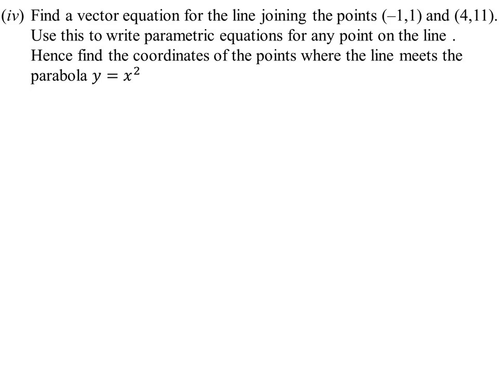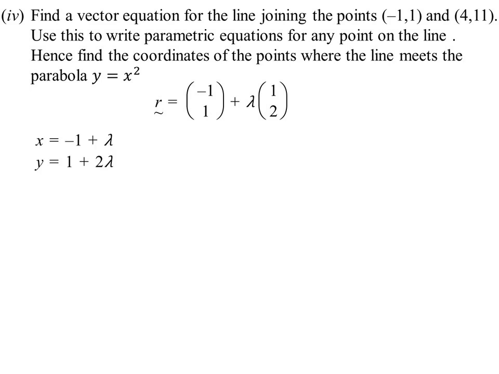Find a vector equation joining these two. Then use that to write parametric equations. And then we're going to find the point where that line meets the parabola y equals x squared. Okay. Equation of line, that's nice and easy. Pick a point, minus 1, 1, nicer numbers than 4, 11. And the slope, now you might be looking at this thinking, hang on, you got 1 over 2, but the difference in the y values is 10, and the difference in the x values is 5. Well, yeah, sure, I could have written 5 over 10, but it's any multiple of it. So it makes sense to simplify it down. So I'll write it as 1 over 2.